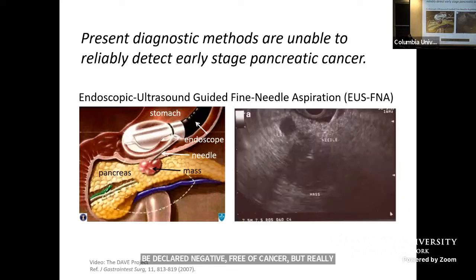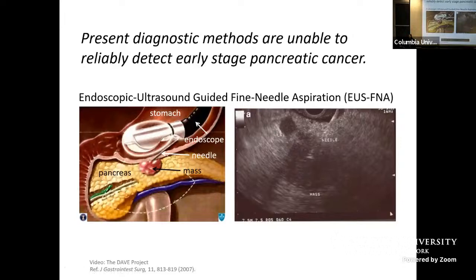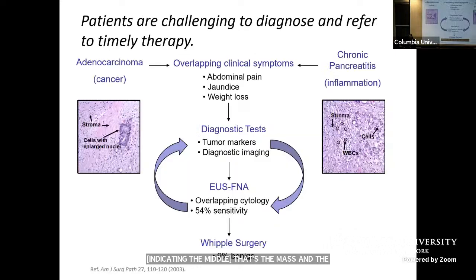And let me just show you the ultrasound image here. So I think you can see that there's sort of a darker gray area in the middle. That's the mass. And the endoscopist has to bring the needle into proximity and then make a pass through that mass, take the aspirate, try to get the read, go back and do it again and again. So it's very challenging. Okay.